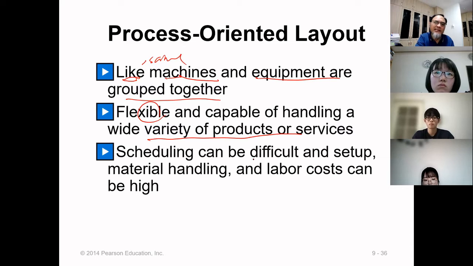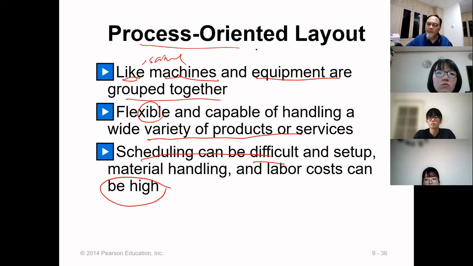But the difficult thing is scheduling. One of the most difficult things in process-oriented layout is scheduling and also setup. So it is not as productive as repetitive production, and it also incurs a higher cost. Setup, material handling and labor costs can be high in process-oriented layout, because every time you produce a different product, you need a new setup.